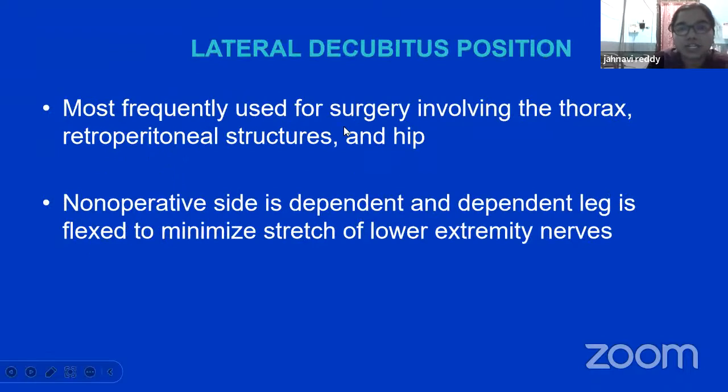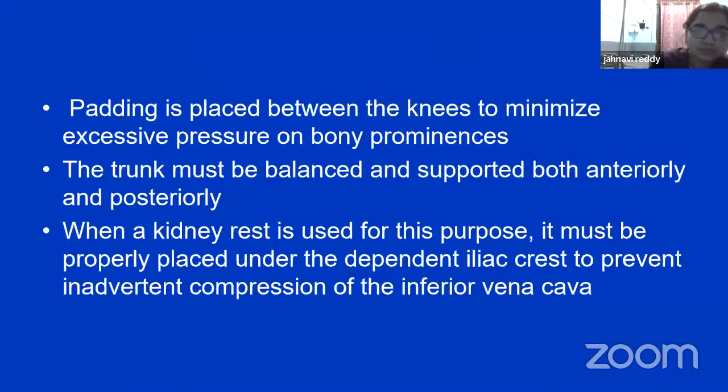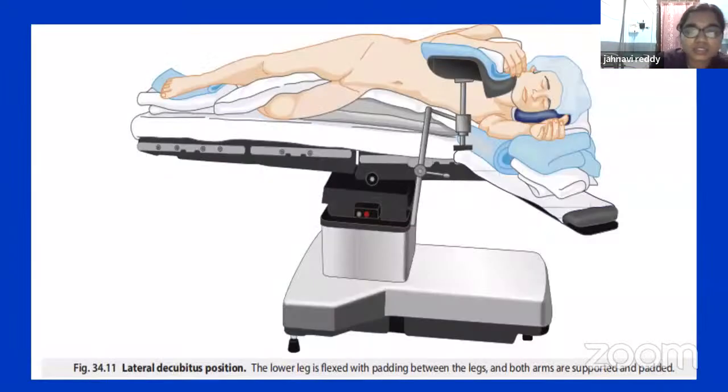Next, we are coming to the lateral decubitus position. Lateral decubitus position is most commonly used in thorax and retroperitoneal structure operations, and it is also used in hip arthroplasty, etc. The non-operative side is dependent, and dependent legs are flexed to minimize the stretch of lower extremity nerves. This is the lateral decubitus position. In this, the patient is turned to one side. This is the left lateral decubitus position.